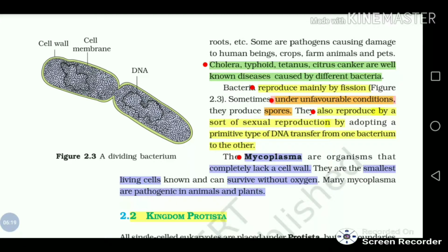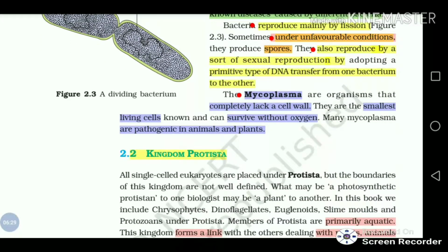The important point to note is that all the figures in your NCERT are very important, and you must concentrate on these figures. Then the next point that comes is the mycoplasma, which are also considered as eubacteria. They are the organisms that completely lack a cell wall, and they are the smallest living cells, and they can survive without oxygen and are pathogenic in animals and plants.